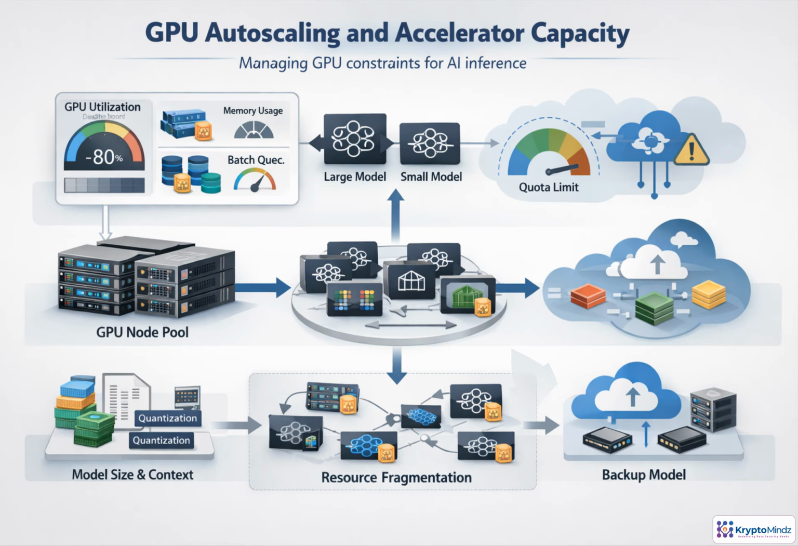GPU autoscaling follows a different logic because the limiting resource is usually accelerator capacity, not request count. Track GPU utilization, memory, batch queue depth, tokens per second, and model load time. Then connect those signals to model choices. Larger models, longer context windows, and lower quantization reduce how many requests fit on one GPU. Strong capacity planning also uses dedicated GPU node pools, placement rules, and replicas to avoid fragmentation. And because GPU capacity can be scarce, quotas, regional shortages, or price spikes should trigger fallback models or alternate providers.